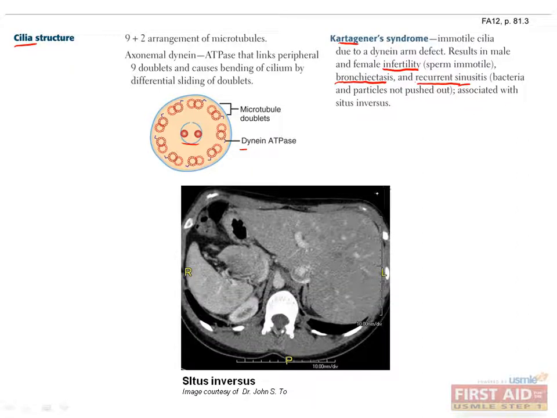Lastly, it's associated with situs inversus, which is a condition in which the major organs are found on the opposite side of the body. For example, the liver should be found on the right side, but here it's found on the left.